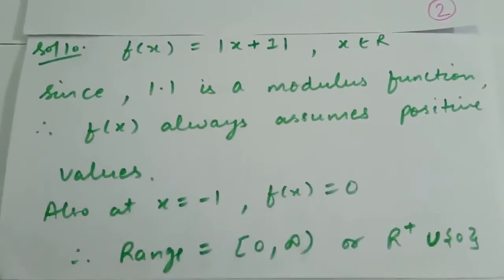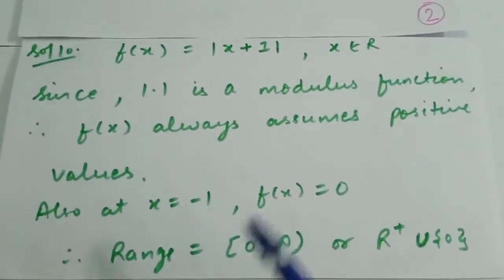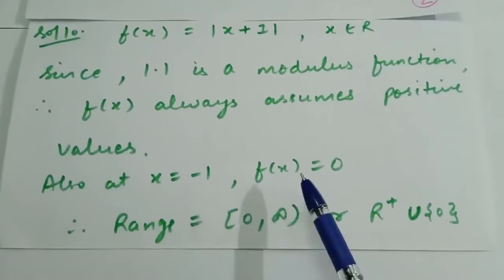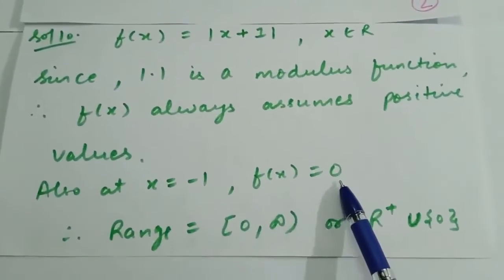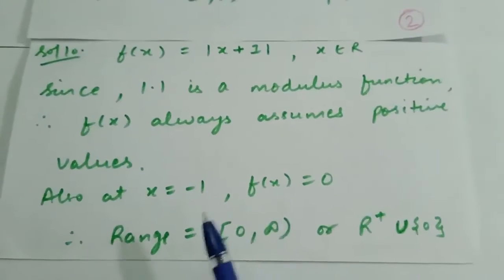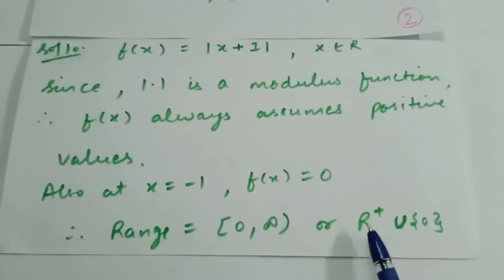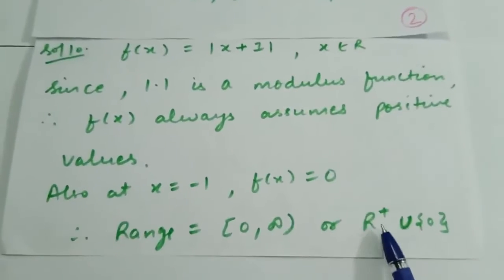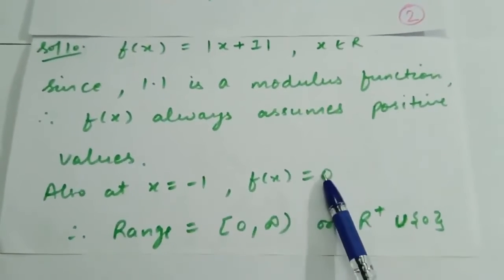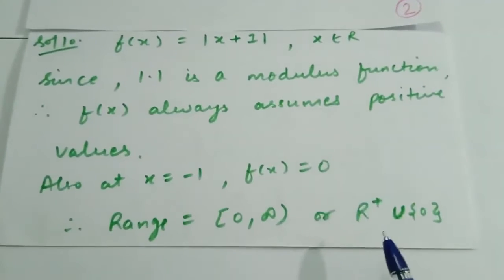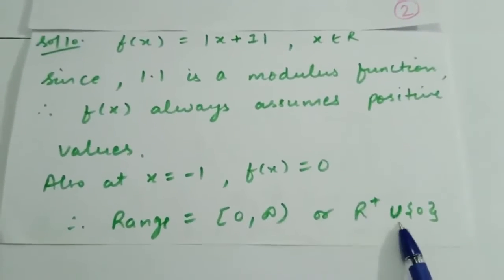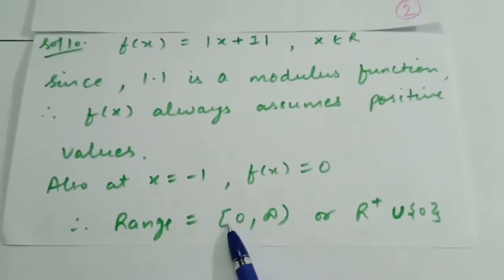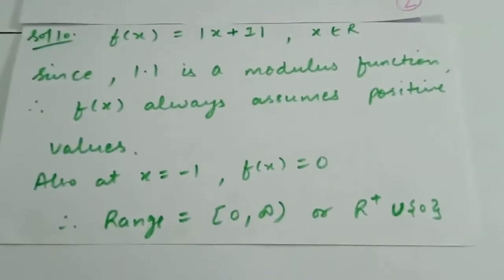Now we have to check if it either assumes the value 0 or not. So we can see at x equal to minus 1, f(x) will assume the value 0, right? So the range will be all real positive numbers, as R positive does not include 0 but the function assumes the value 0. So all real positive union 0, or we can write it as 0 comma infinity, with a close bracket at 0. Clear?